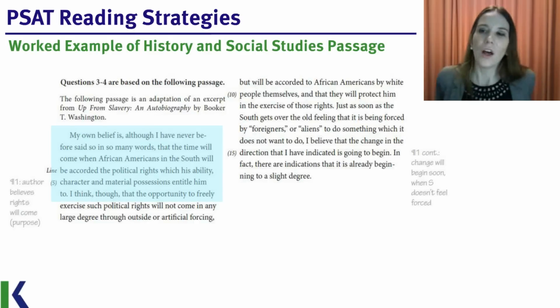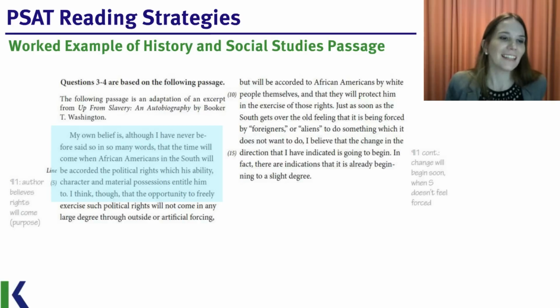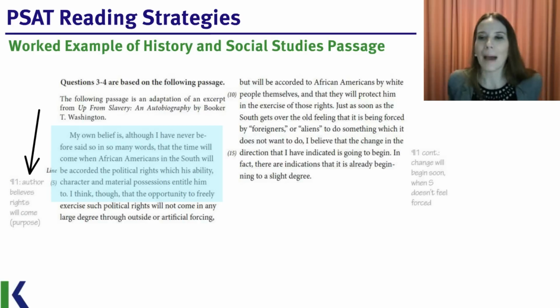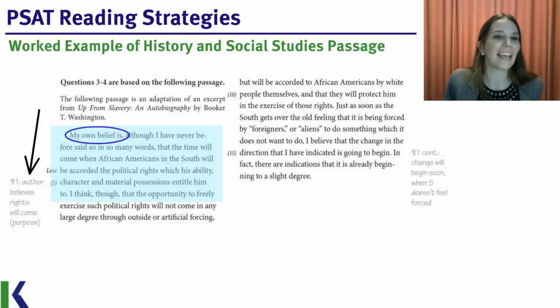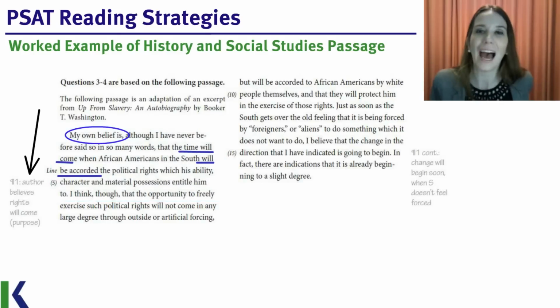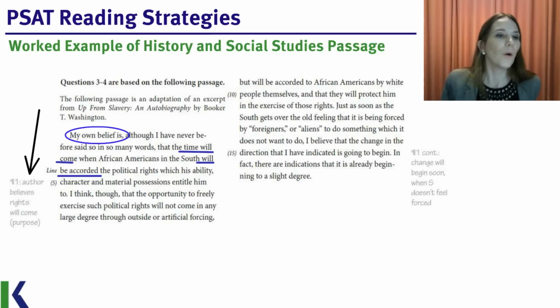And I want you to tell me in the chat, what keywords do we see that indicate to us that the author believes something might happen? What are the keyword clues? The language that says this author believes something might happen. There might be an outcome. Well, we've got this really nice phrase, my own belief is. So we know that the author is taking an opinion right away, my belief. And we also have a lot of words that indicate something in the future. Time will come. It will be accorded. African Americans will be accorded political rights. So the author is taking an opinion, and the author's opinion is that something is about to happen. The time will come.